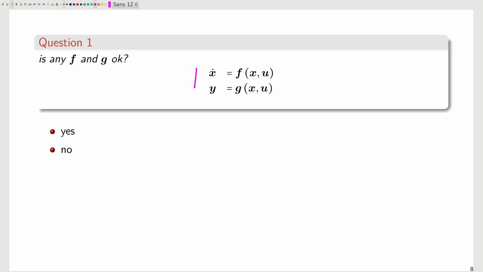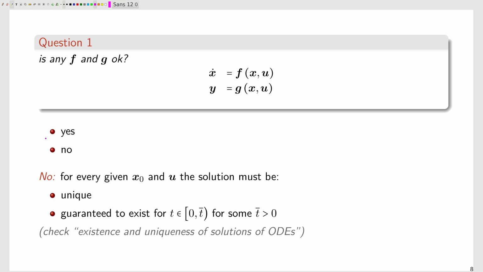Very important thing. We are talking about generic functions here, but are generic f's and g's valid? Remember what the requirements are for a state space representation. From an intuitive point of view, if we write something like this, shall we pose some assumptions on the structure of f and g? Yes or no? Yes, even if we didn't see it up to now.